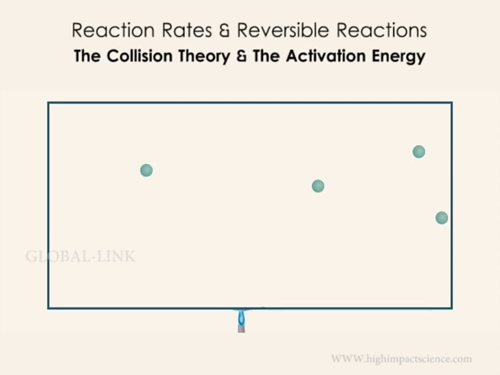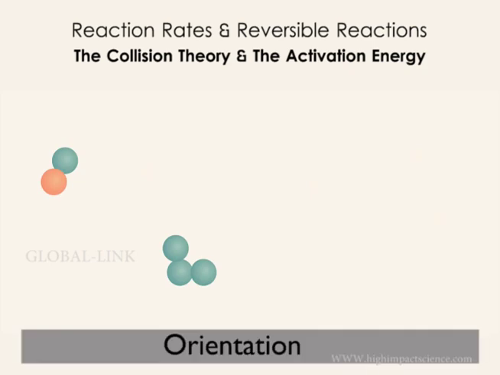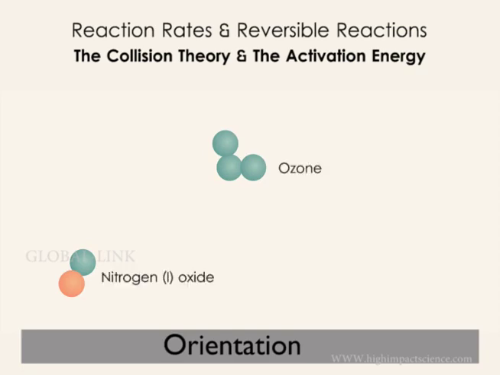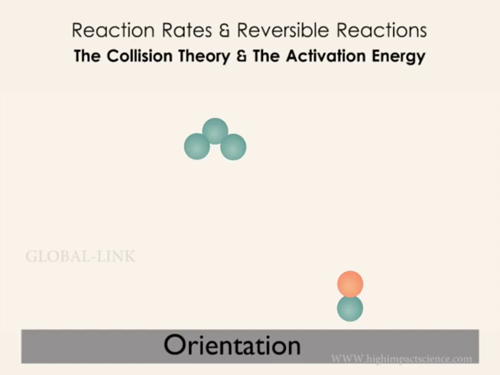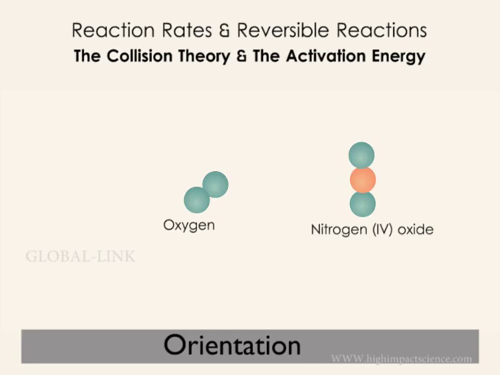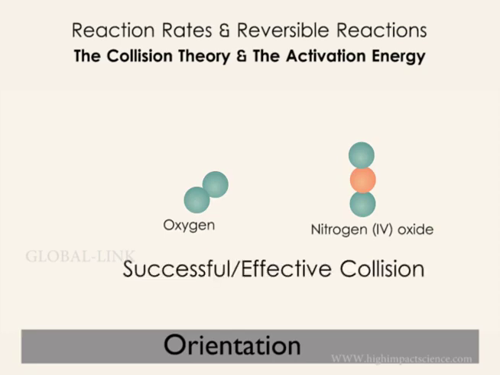Now, for most reactions, there is still one more factor: orientation. Even if particles collide with sufficient speed, if they don't do it in the correct orientation, a reaction won't happen. In this reaction of nitrogen monoxide and ozone, the reaction did not occur because the oxygen of each molecule touched during the collision. The collision is said to be unsuccessful. But if the nitrogen touches the oxygen, a reaction occurs, making oxygen and nitrogen dioxide. This is a successful collision.